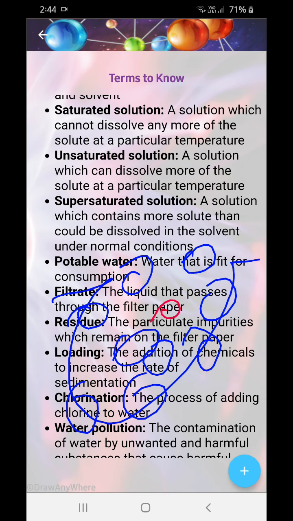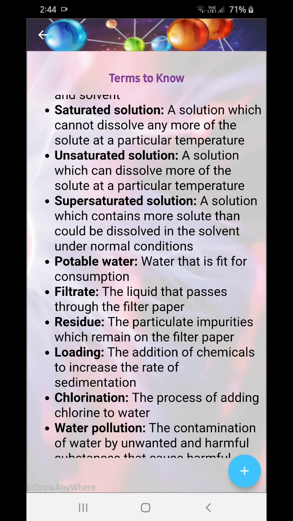Now the salt particles can come over here, right? This type of mixture is known as a supersaturated solution. That means it is containing more and more solute than it can contain in normal conditions, right?